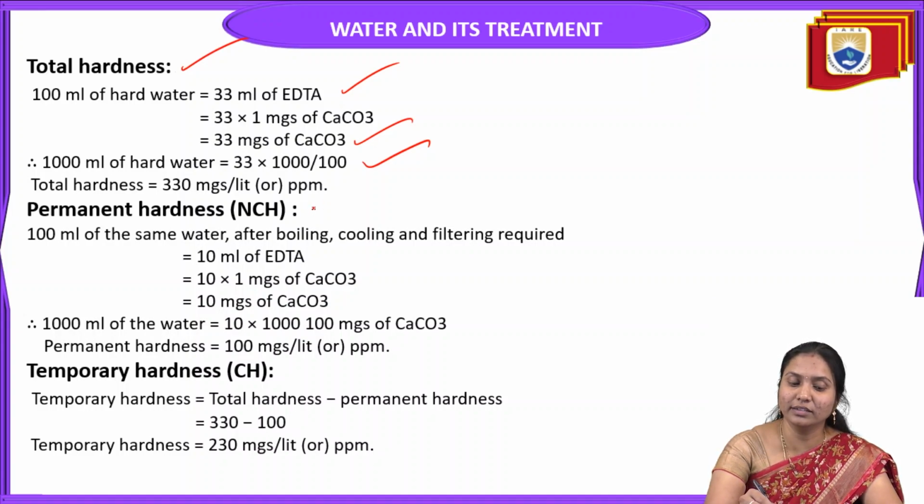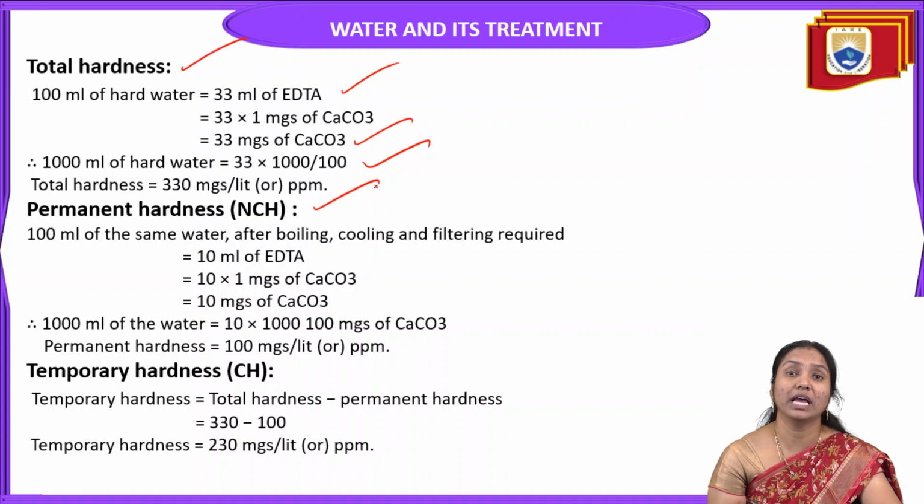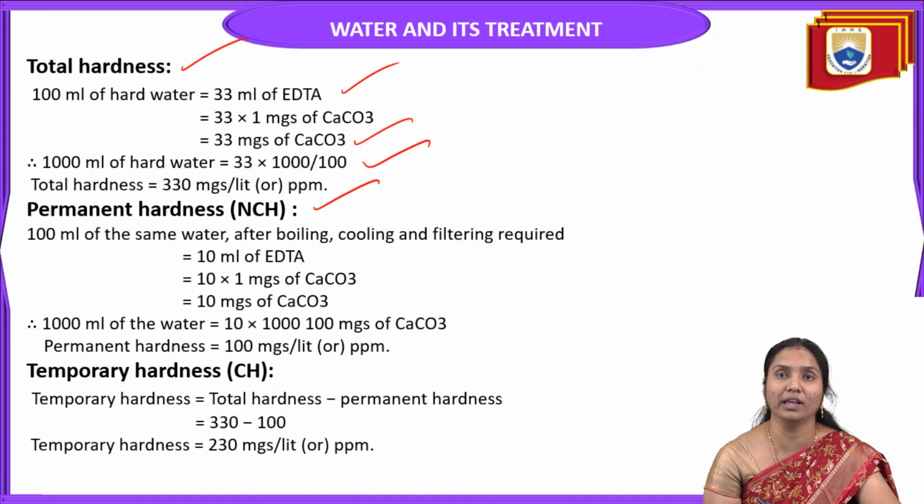So now calculate the permanent hardness, that is NCH, non-bicarbonates. That means we remove the temporary hardness causing ions present in the given water. So how can we calculate the permanent hardness of water? Here, 100 ml of the same water after boiling, cooling and filtering. That means we can remove temporary hardness by boiling.